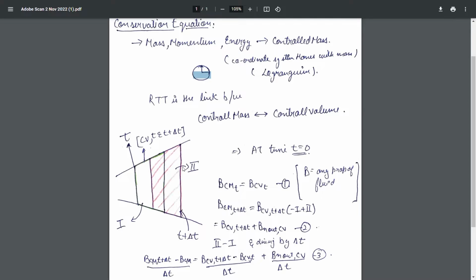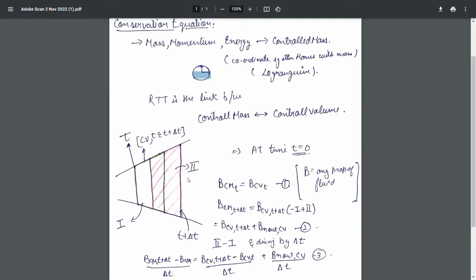So taking time t equal to 0, suppose B be any property of the fluid. So B of control mass at time t is equal to B of control volume at time t. This means that at any specific time t, these both coincide with each other. So control mass is equal to control volume, taking it as equation 1.